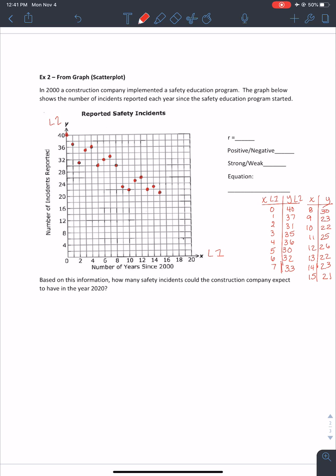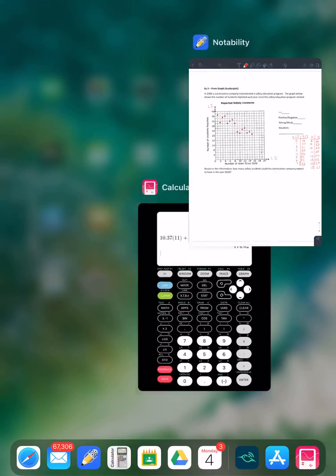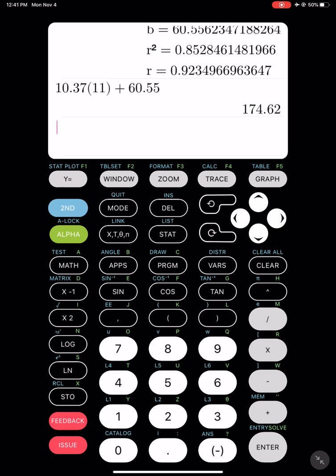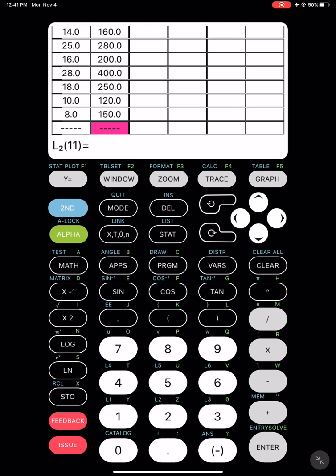Okay, now we have to go to our calculator. In order to find the correlation coefficient and the equation, we need to type all of that into the stat function. So in your calculator, you're going to go to stat. We are editing again. Okay, now to delete all these numbers, it's kind of a pain.